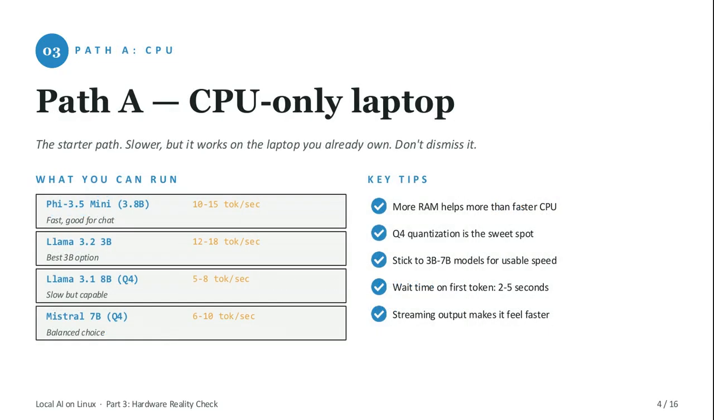Let's start with Path A because honestly it's where most people should begin. On a CPU-only laptop, your best friends are the small ones. Phi 3.5 Mini and Llama 3.2 3B will give you a snappy 10 to 18 tokens per second. Push up to a quantized 7B like Mistral and you're down to 6 to 10, which is readable but not zippy. 2 practical truths here. More RAM beats a faster CPU every time, and Q4 quantization is the sweet spot. Smaller barely helps, larger barely fits, and turn on streaming output. Watching tokens appear feels twice as fast as waiting for a wall of text.